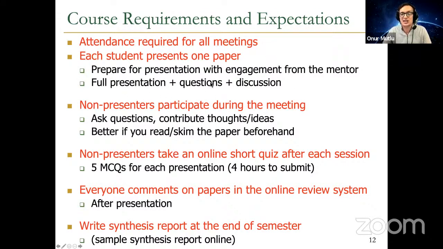And this is full presentation, questions plus discussion. We're going to talk about that. Non-presenters participate during the meeting, ask questions, and contribute thoughts and ideas. It's better if they skim or read the paper beforehand.